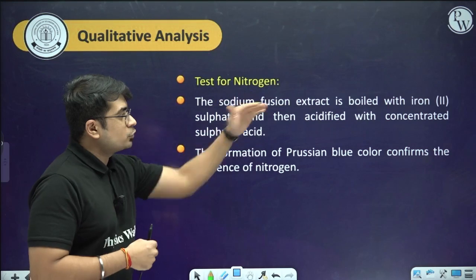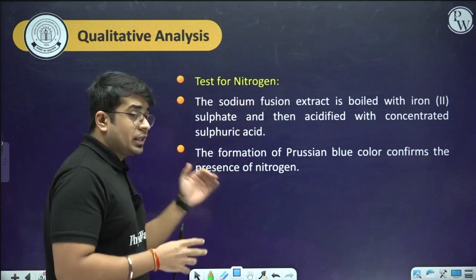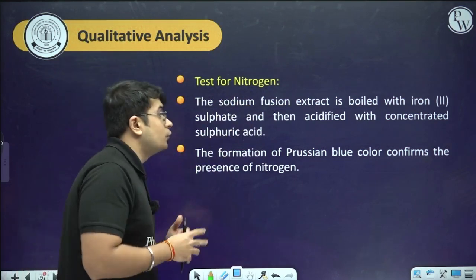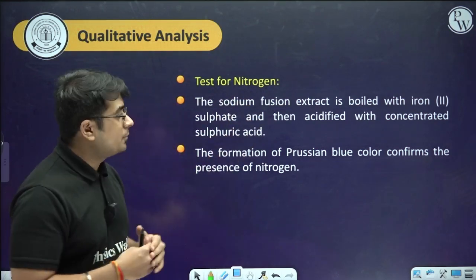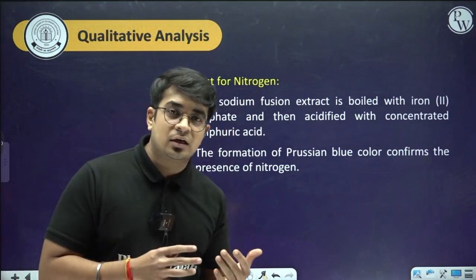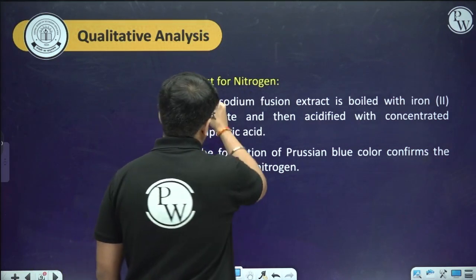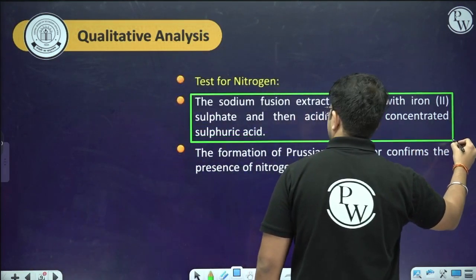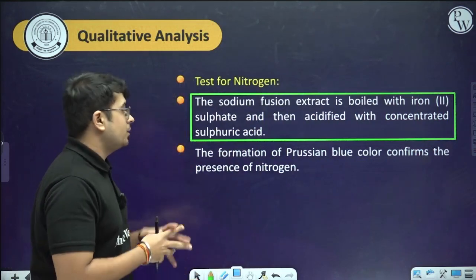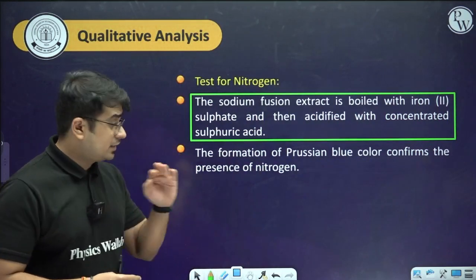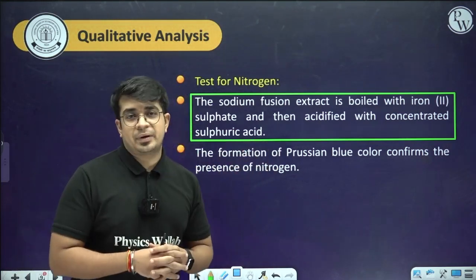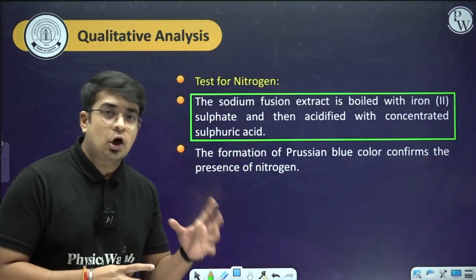What happens is the sodium fusion extract is going to be boiled with a particular solution, which is iron sulfate, ferrous sulfate, FeSO4. And then it's going to be acidified with concentrated sulfuric acid, because the entire reaction is going to occur in the acidic medium. So this is the first portion. Now, when eventually you mix the entire part, there might be a formation of Prussian blue color, which shows the presence of nitrogen in the organic compound.